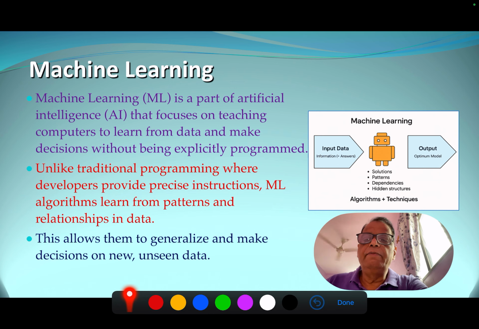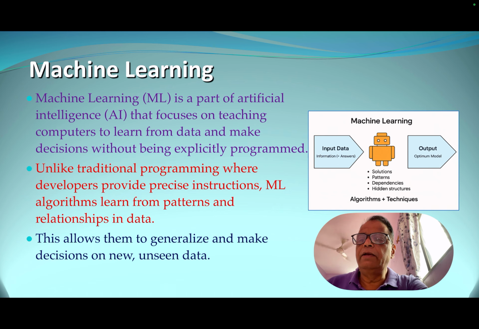Machine learning is very important in artificial intelligence because whenever you use ChatGPT and ask it a question, if the appropriate data is available within ChatGPT, then it will answer your question. So it is based on the data. The past data is used by ChatGPT to answer your questions. So the machine can generalize and make decisions on new, unseen data. And this is called machine learning.